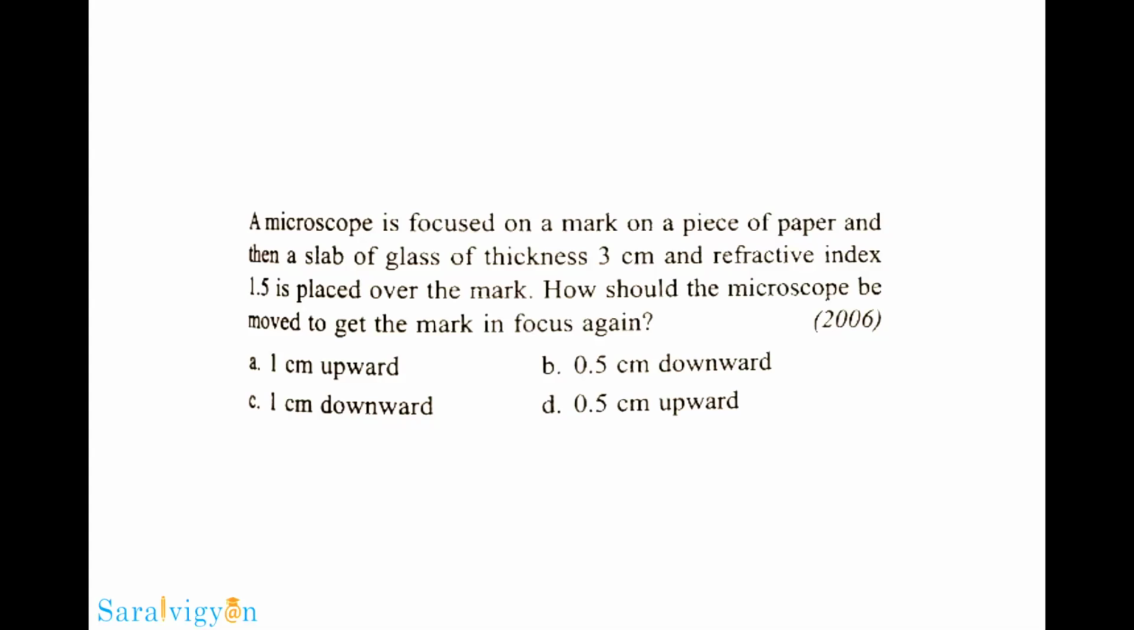A microscope is focused on a mark on a piece of paper and then a slab of glass of thickness 3 cm and refractive index 1.5 is placed over the mark. How should the microscope be moved to get the mark in focus again? A, 1 cm upward; B, 0.5 cm downward; C, 1 cm downward; and D, 0.5 cm upward.